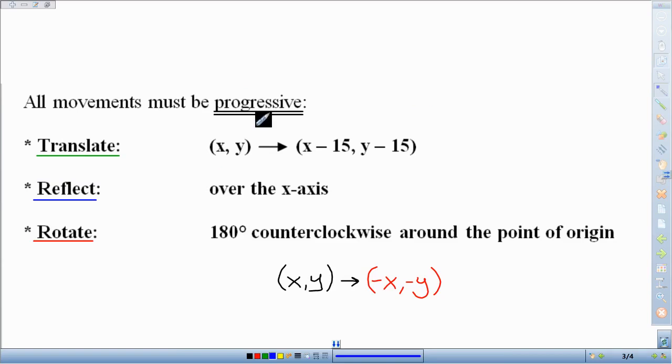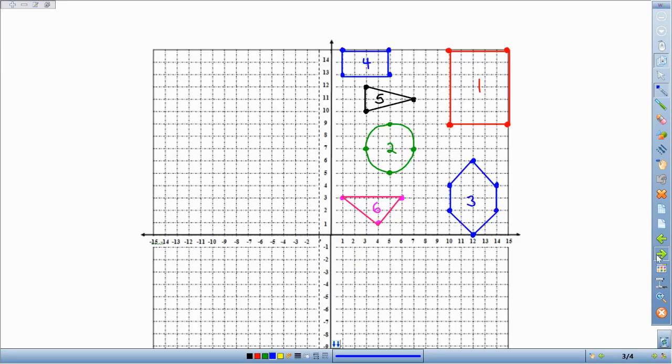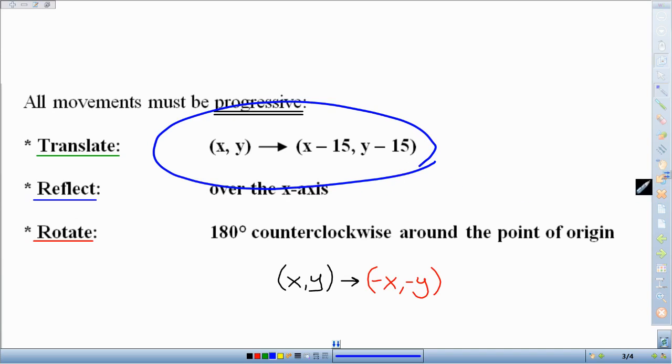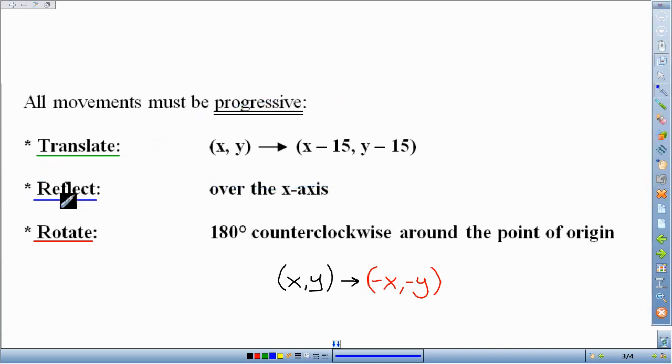Okay, so here's what we're going to be doing on our shapes, which by the way, looks like this. We're going to have 6 different shapes that we're doing all of these transformations to, right? We're first going to be translating these shapes using this rule. Okay. Then after that, we're going to be reflecting the shapes over the x-axis. And then the last thing we're going to be doing is a 180-degree counterclockwise rotation, okay, which if you guys remember uses this rule right here. Here's the big thing. It's saying all movements must be progressive. Okay, here's what that means.